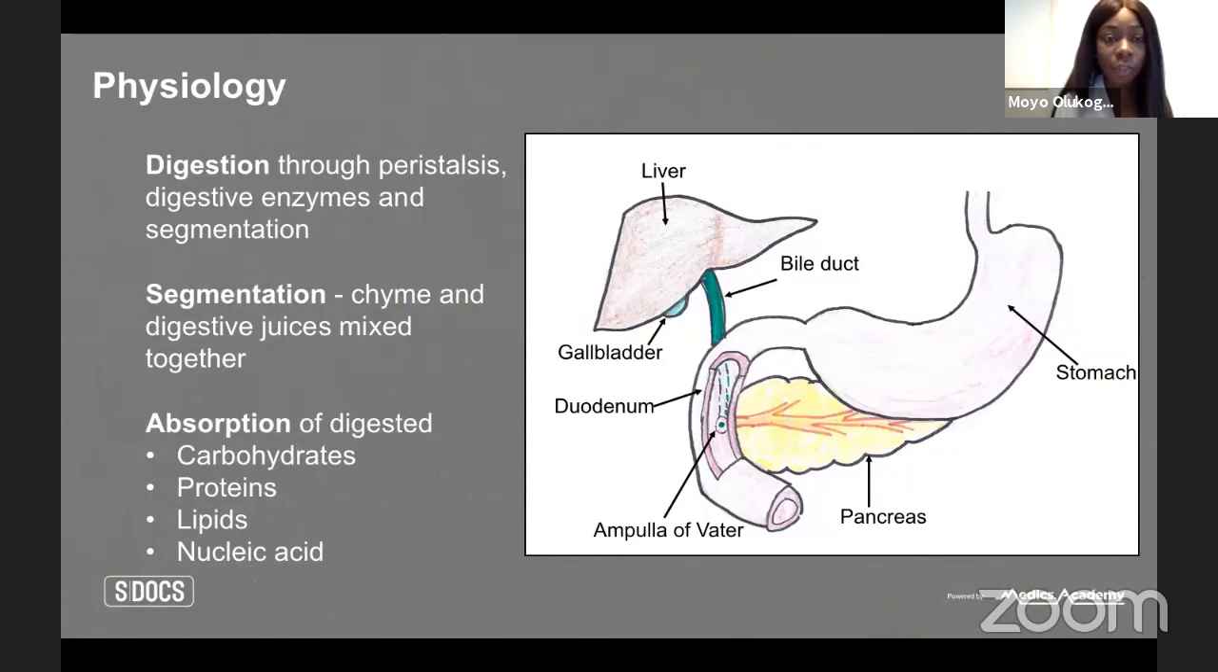Let's have a look at the physiology. Digestion occurs in the duodenum through peristalsis, the action of digestive enzymes, and segmentation. Segmentation is where chyme and digestive juices mix together. The chyme comes here from the stomach into the duodenum, and the digestive juices come from the gallbladder as bile, entering the ampulla of Vater, as well as through the pancreatic duct and entering the ampulla of Vater. And as they're mixed together, this is known as segmentation. Absorption of digested carbohydrate, protein, lipids, and nucleic acids happen in the duodenum.